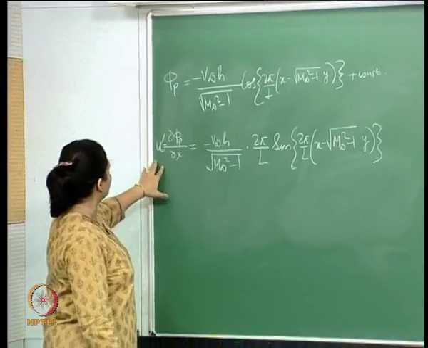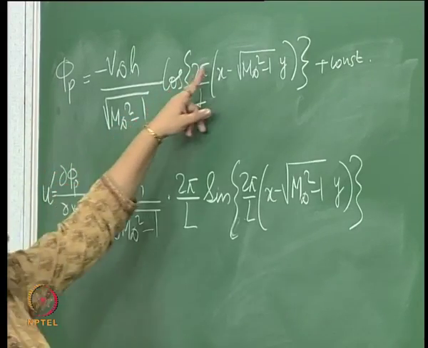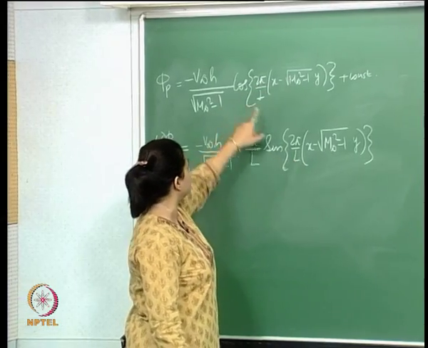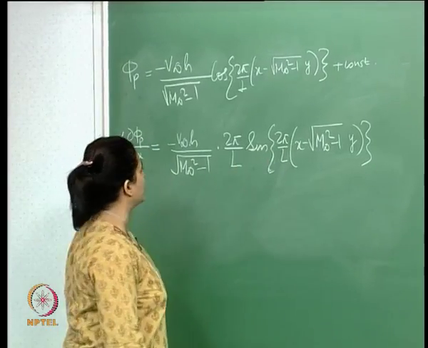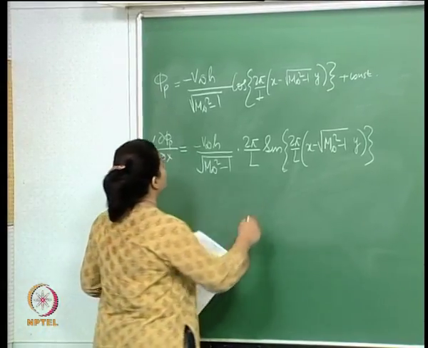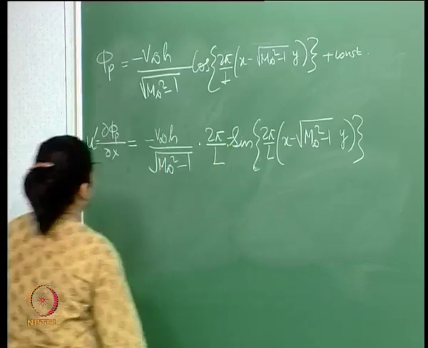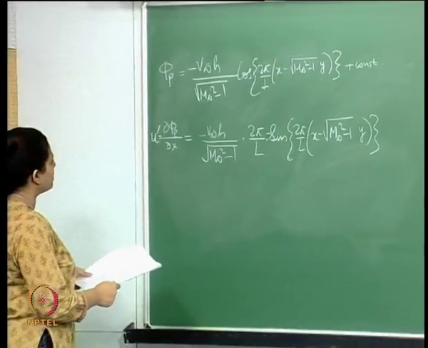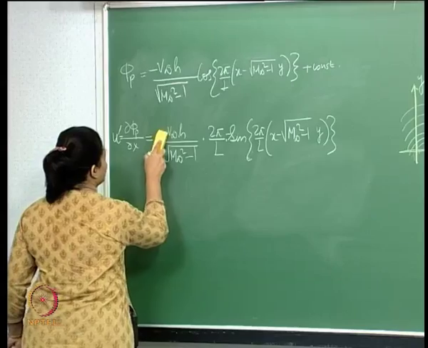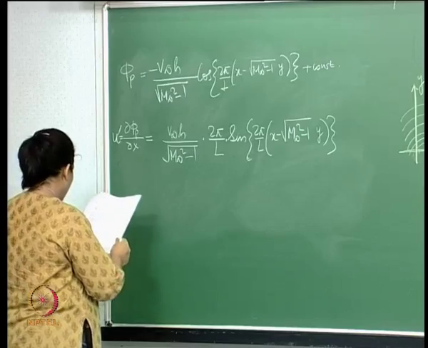If I'm just taking derivatives of phi p with x, what we get out here is this: 2 pi by L comes from here, and the derivative of cos is sine, so this is what we get. So this is our u dash. We took a derivative, so we get a negative sign here because of this sign. So these signs essentially cancel out, and this is what we get.